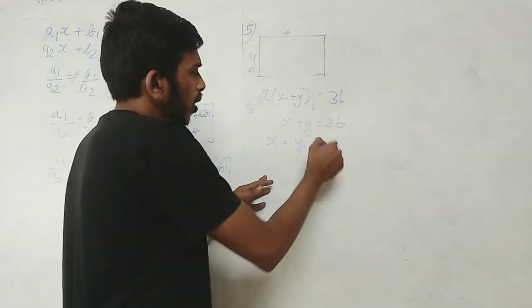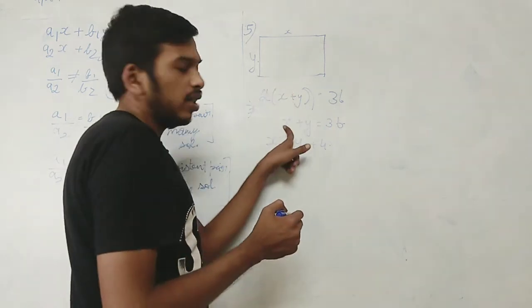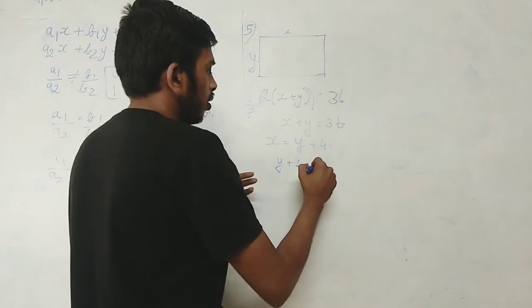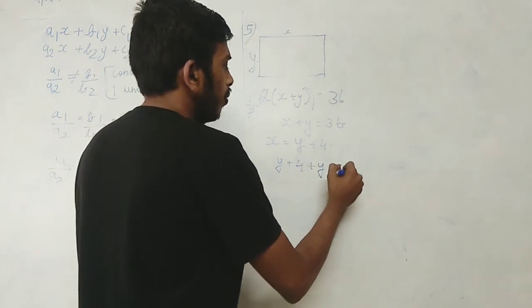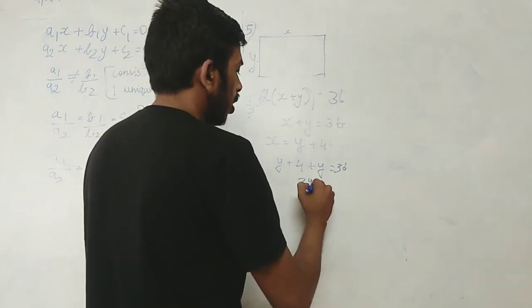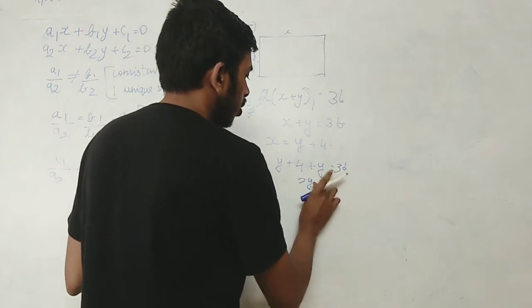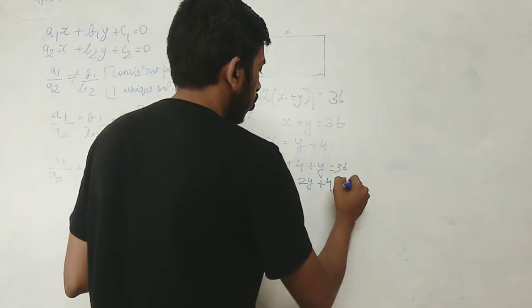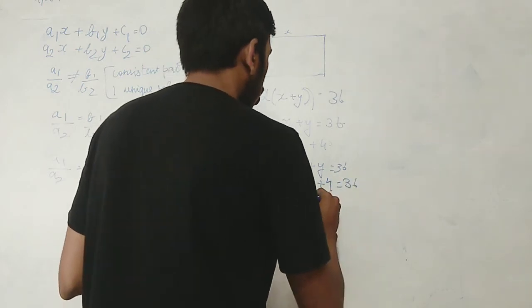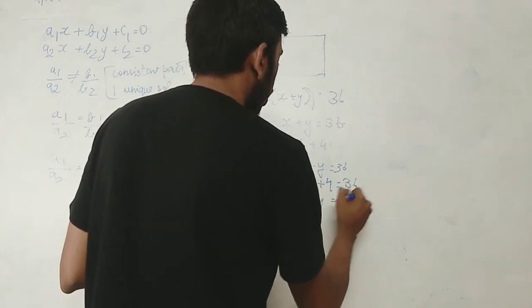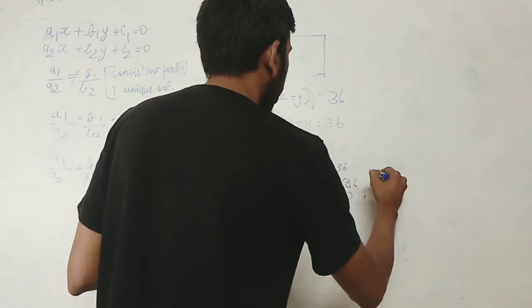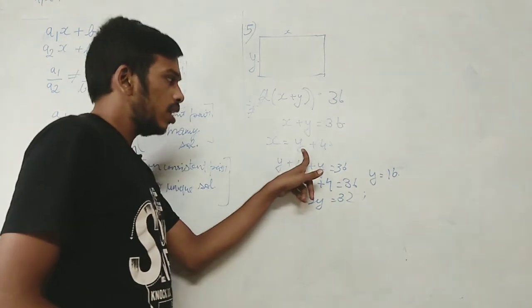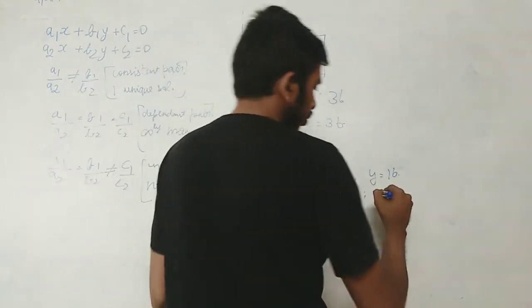So x is equal to y plus 4, right? I am substituting this y plus 4 here. Instead of x, I am going to replace y plus 4. That is called substituting the value of x. y plus 4 plus y will become 36. 2y plus 4 is equal to 36. 2y is equal to 32 and y is equal to 16. Therefore, if y is equal to 16, x will be 20.